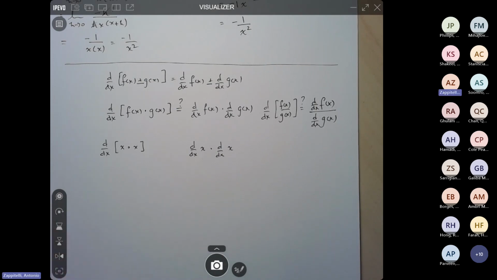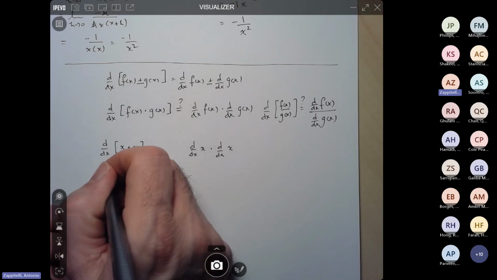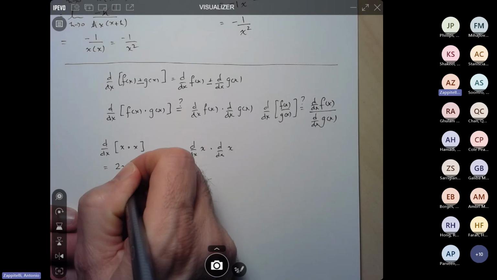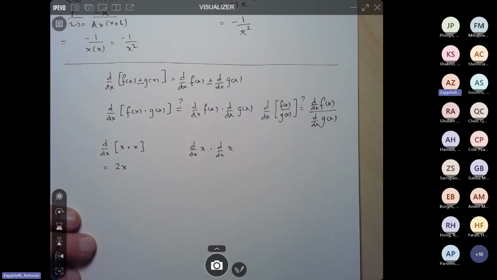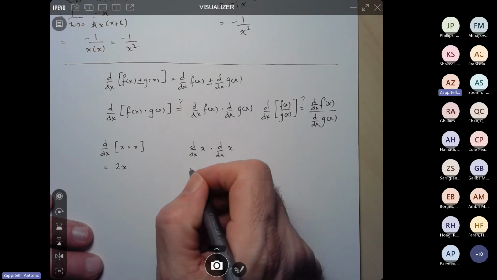Okay, so notice what I did is I took one of the examples we already know the answer to, because obviously x times x is x squared. So I know that this derivative has to be equal to 2x. We've already established that. In fact, we even proved it. Okay, so let's see now what happens when I take the derivatives of the individual functions.